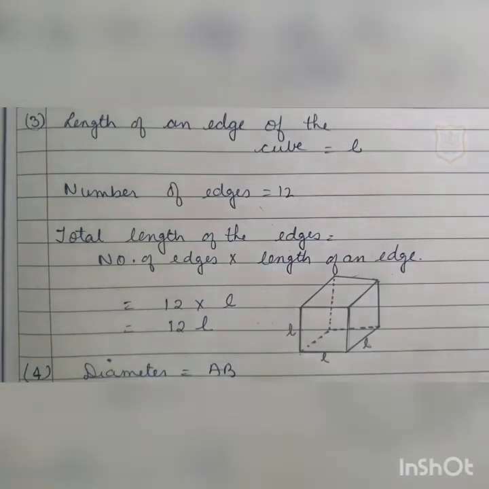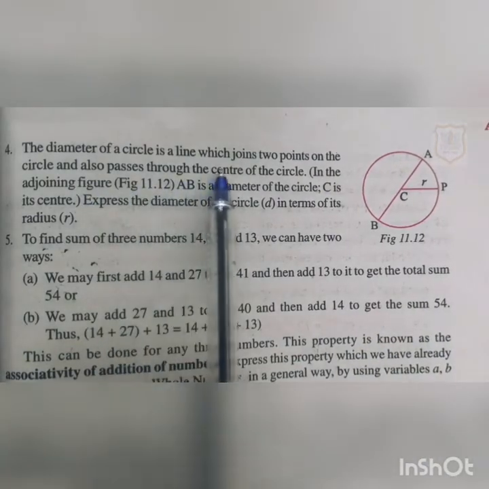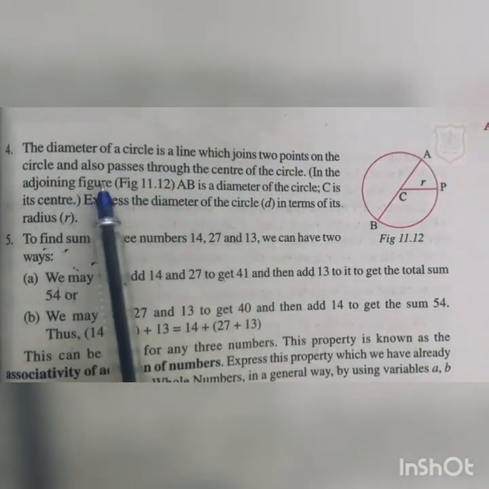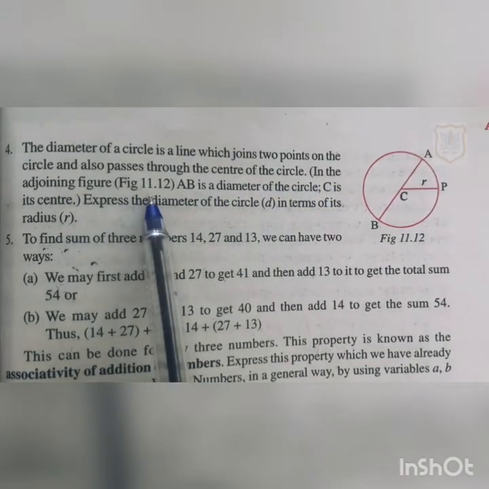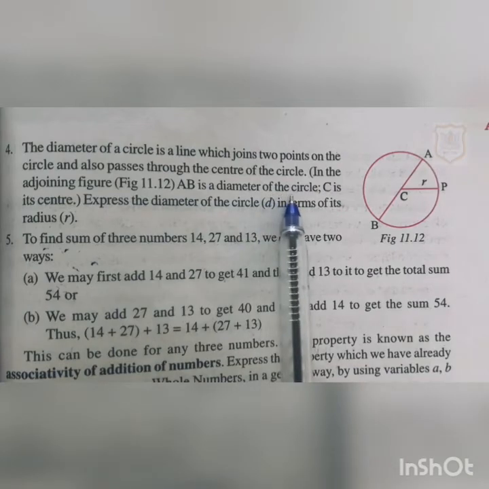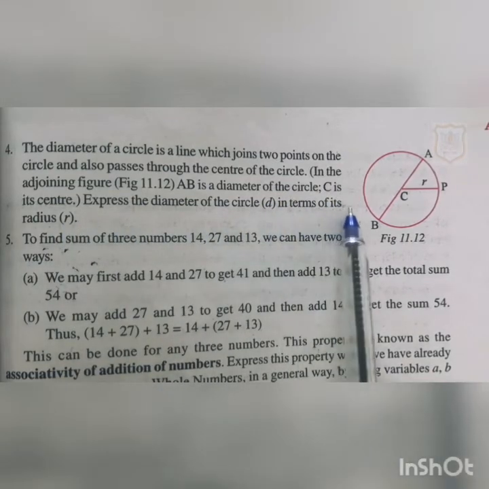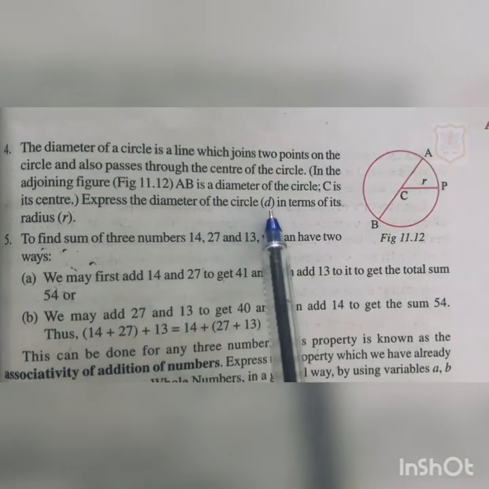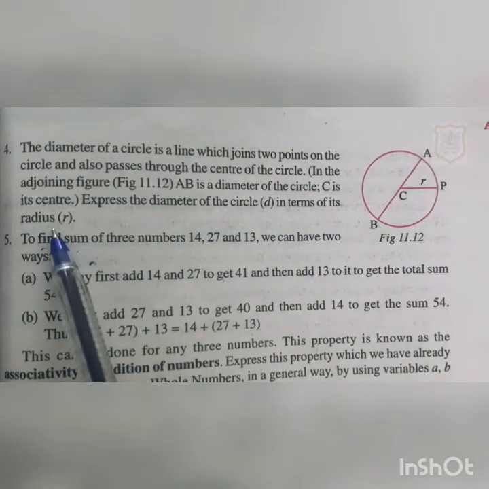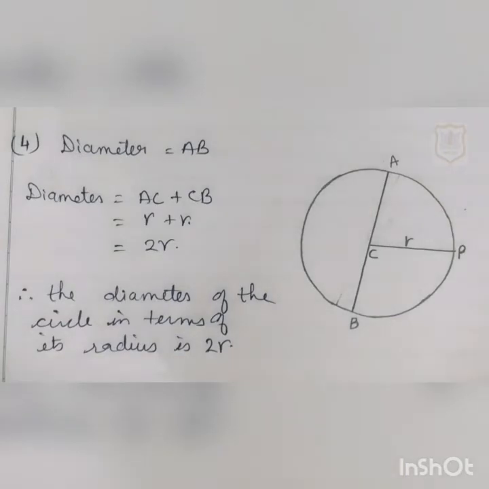Question number 4. The diameter of the circle is a line which joins 2 points on the circle and also passes through the center of the circle. In the adjoining figure 11.12, AB is the diameter of the circle. C is the center. Express the diameter of the circle D in terms of radius R. So R is the radius. Solution: diameter is equal to AB.